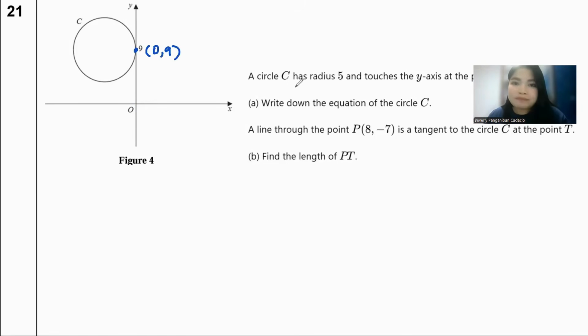And then, since it has a radius of 5, it means that horizontally, straight at 5 units, will be your center. So I can say that the center of this will be -5, because you have 5 units to the left, and the height is still 9. So the center will be (-5, 9).